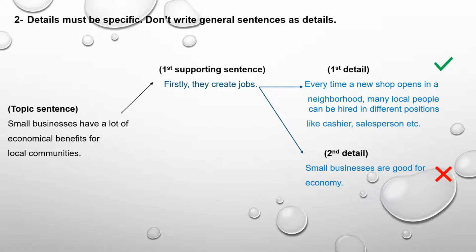Small businesses are good for economy. Do you think this is giving the reader any kind of a specific detail, any specific information about the supporting sentence we have? Not really. This is simply making a very general point, and this is something that I can use as my topic sentence because it's not specific at all. It is too general for a detail. So that's not a good detail at all.